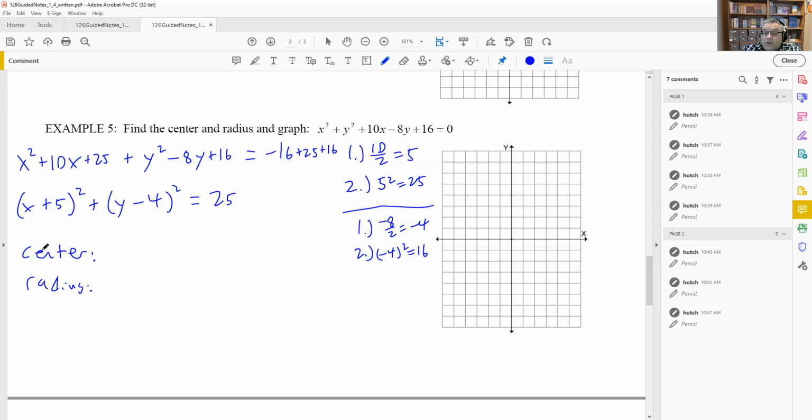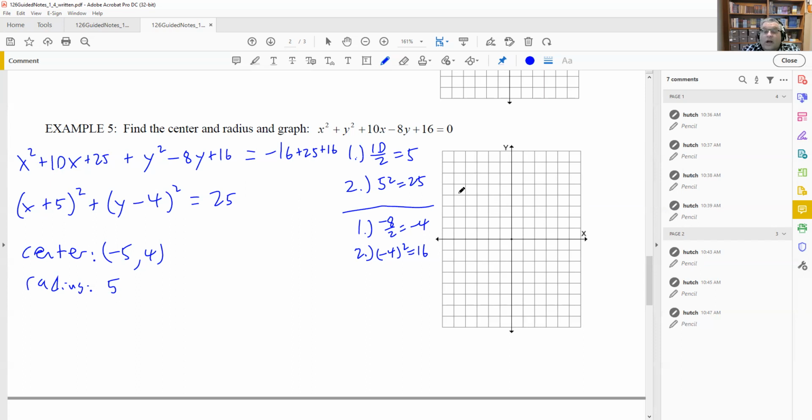Now that I have the standard form, I can now indicate the center and the radius. The center is going to be opposite sign of what you see here. Opposite sign of plus 5 is going to be -5. Opposite sign of -4 is +4. So I get -5 and 4. Now the radius is always the square root of the number that you see after the equal sign. Square root of 25 is 5. So again, that's how you do that, by using the shortcut without going through those algebra steps that I did earlier. So we have center and we have radius.